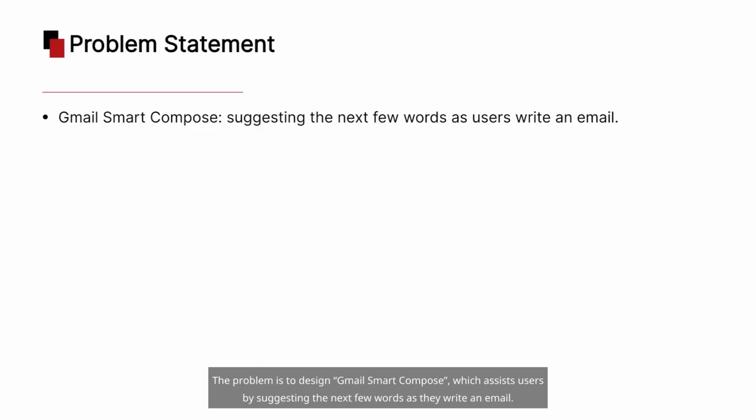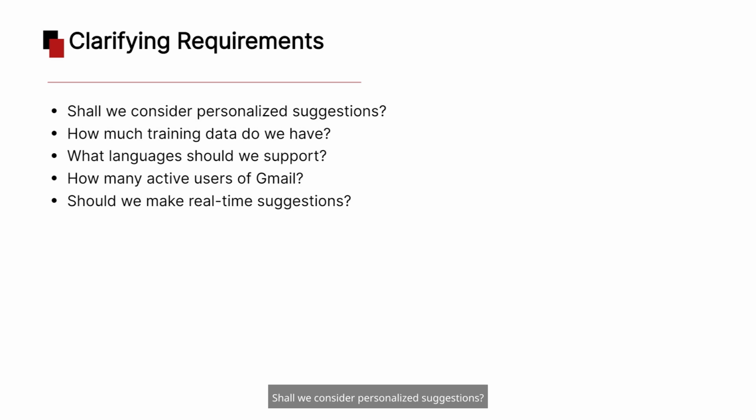The problem is to design Gmail Smart Compose, which assists users by suggesting the next few words as they write an email. Shall we consider personalized suggestions? How much training data do we have? What languages should we support? How many active users of Gmail should we make real-time suggestions for?